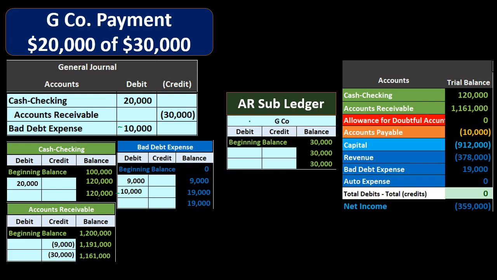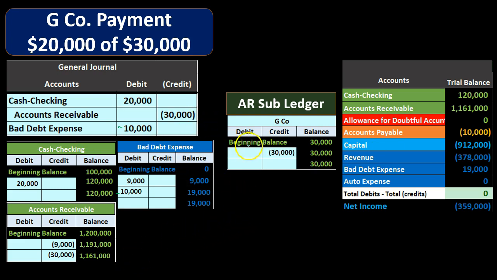We're only going to look at this particular customer here, this customer G company, but all the customers, remember, would be included in the subsidiary ledger. If we added up all customers, it would then add up to the accounts receivable on the trial balance and on the general ledger. We're going to record the same thing.